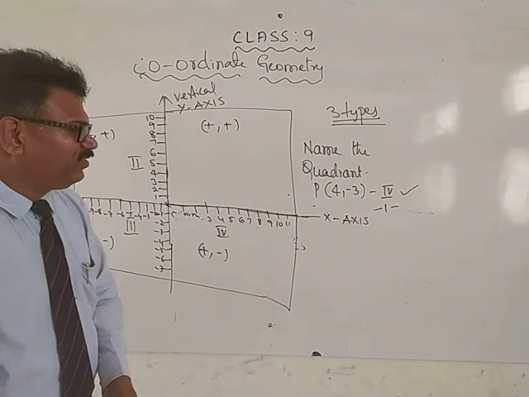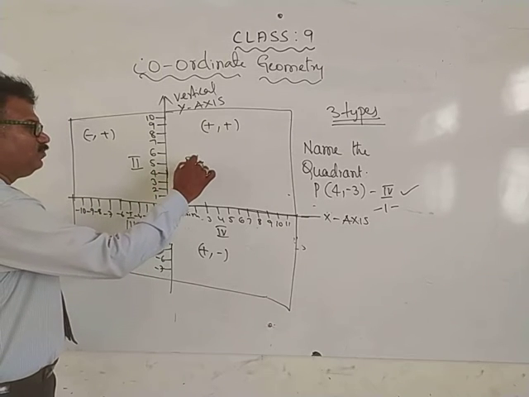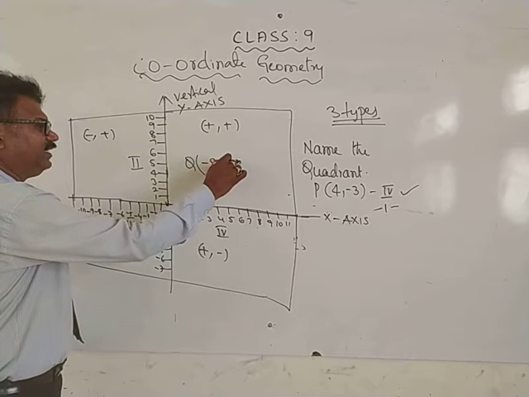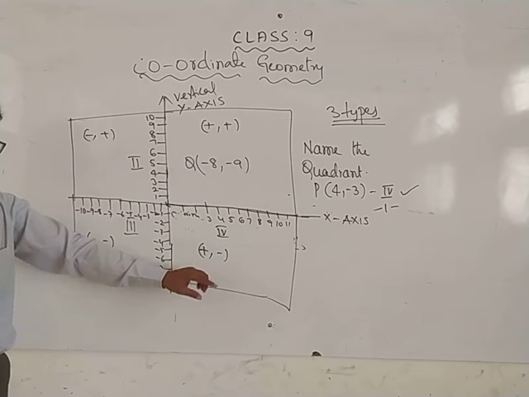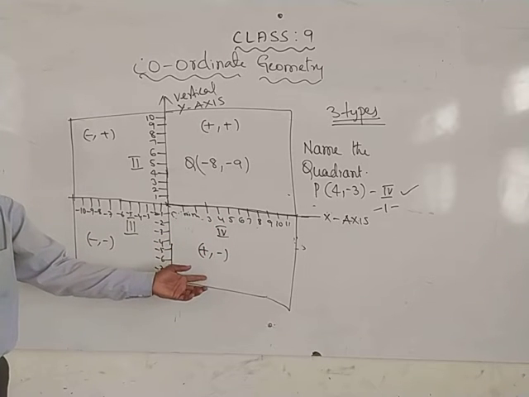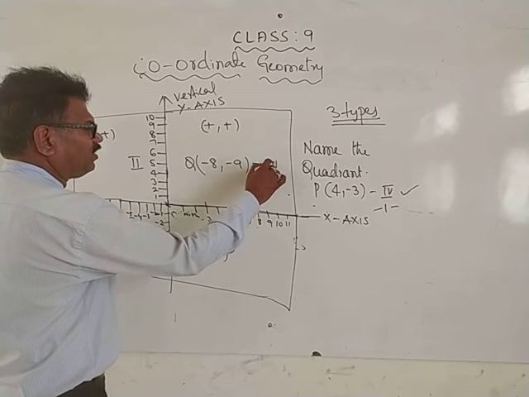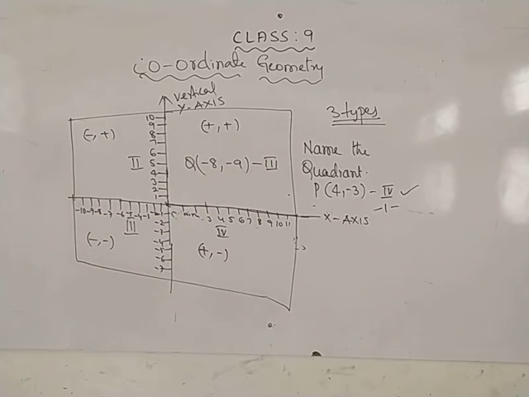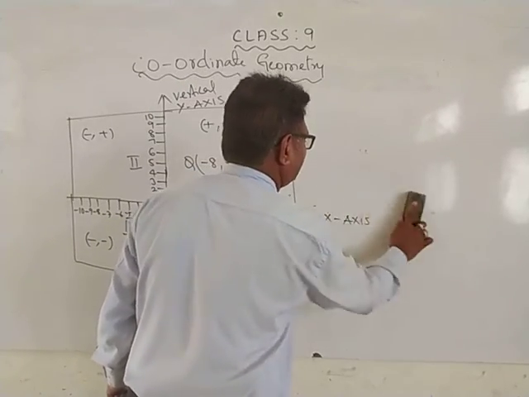This is the first type: name the quadrant. Second question: (-8, -9). X is minus, so it is possible here and here. What about y? Y is minus, so it is possible here and here. The other will not exist because the x value will not be there. Therefore, the third quadrant. I hope you are understanding. Very simple.